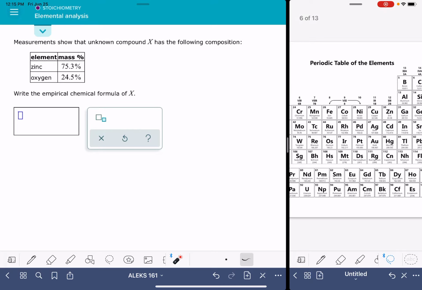Now, our job when we're coming up with the empirical formula here is to come up with the number of atoms of zinc and the number of atoms of oxygen in this particular compound. We're starting with a percent, which is kind of like a unit of mass. So this 75.3%, we can think about as 75.3 grams of zinc, and the 24.5%, we can think about as 24.5 grams of oxygen. We don't have to take this path, but this is kind of a shortcut, easy way to do it.